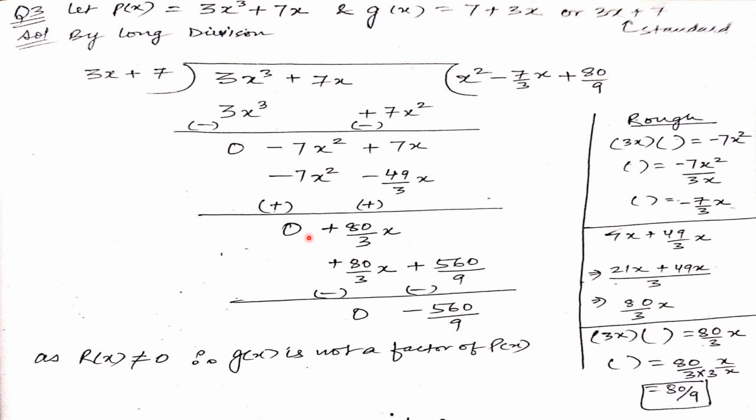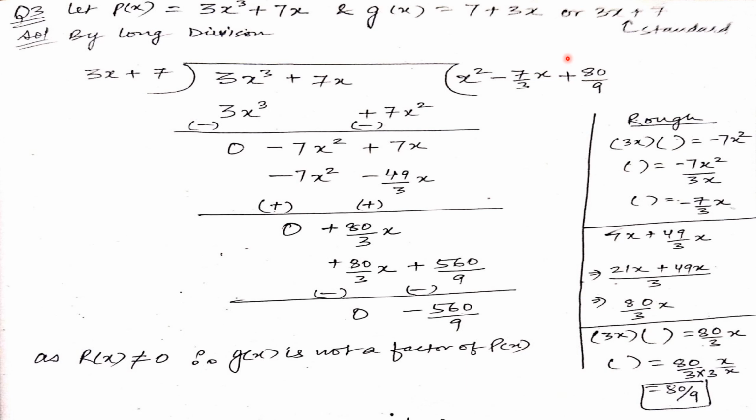Again, very tough to guess what should we multiply in 3x to get 80 by 3x. So again, I have taken the help of the column. So 3x into something should be equal to how much? 80 upon 3x. So this blank is equal to 80 upon 3. This 3x will come in the denominator like this. x and x will cancel. So we will have 80 upon 9. So simple. Third term in the quotient is 80 upon 9.